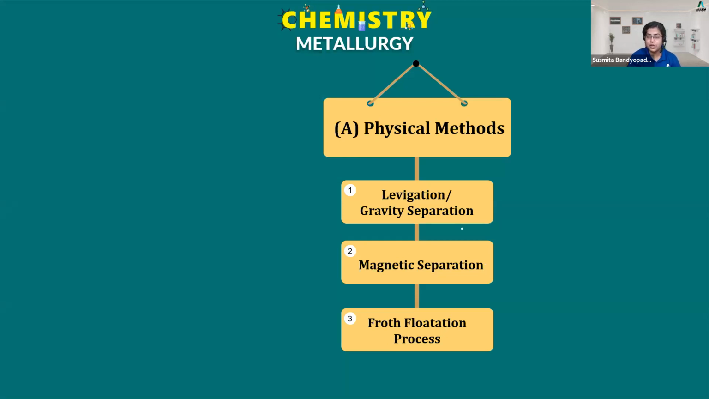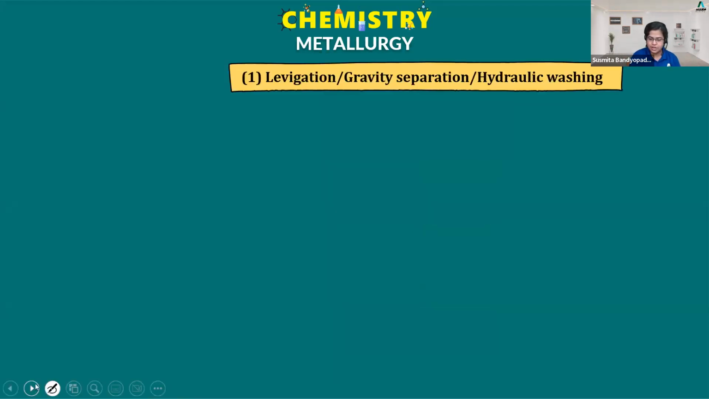Levigation or gravity separation is based on the difference in densities. So you have heavier ore and lighter impurities. You have studied this in the lower classes, something like winnowing, where the lighter impurities go off like this. Here it's a little more sophisticated and you have to do it on a large scale. So, giving you a basic idea, here we start. The concentration methods, first gravity separation.